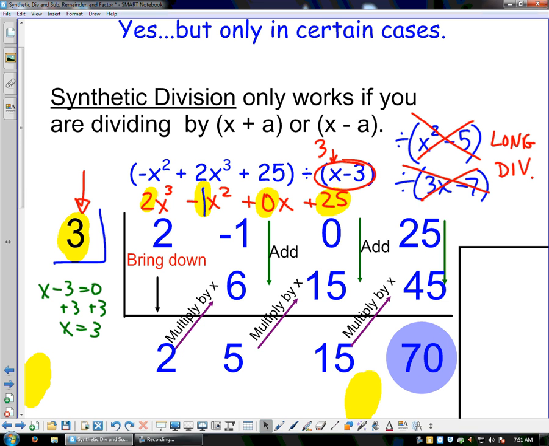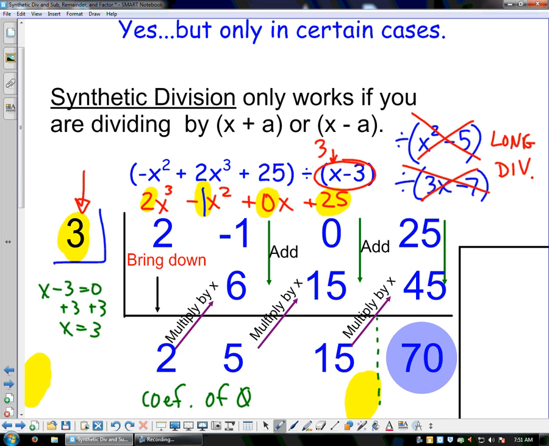70. Okay, now we need to know how to write our answer here, right? Yes, because we can't just write 2, 5, 15, 70. Okay, so how am I going to write my answer here? Well, what I like to do is I like to separate this last number, maybe with a little wall here, because that last number is really the remainder of our division process, and these numbers here are really the coefficients of the quotient.